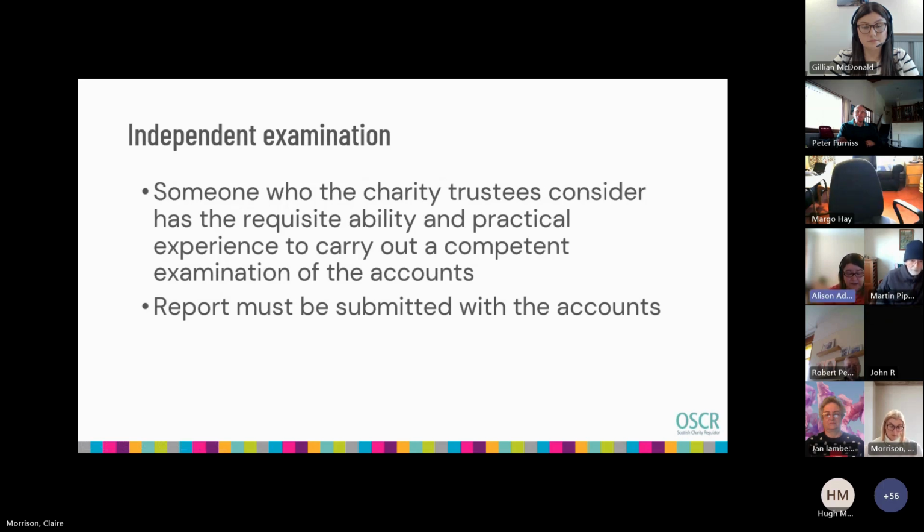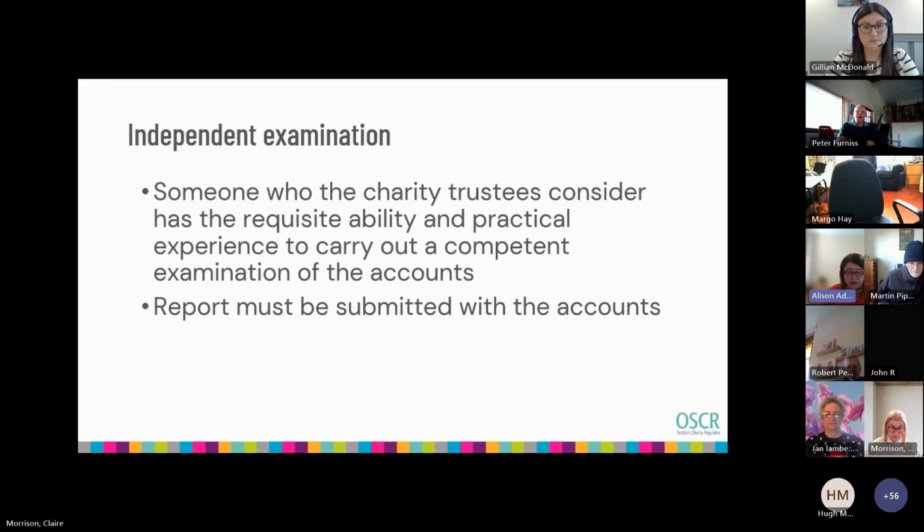All charities must have their accounts externally scrutinised each year. The aim of external scrutiny is to give a degree of confidence in the words and figures presented in the accounts and to confirm that they have been prepared in accordance with the regulations. Someone who is independent of the charity must review the accounts and produce a report which confirms that they have examined the accounts in accordance with the relevant legislation.